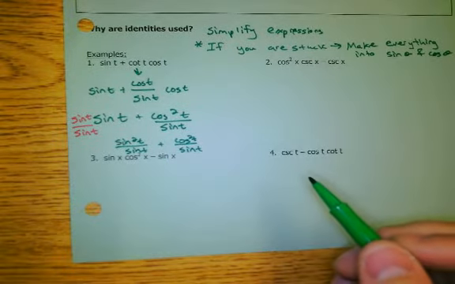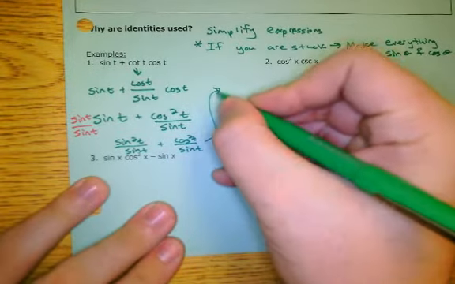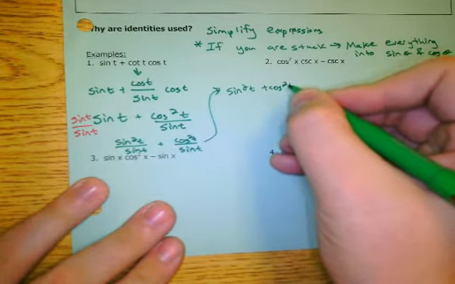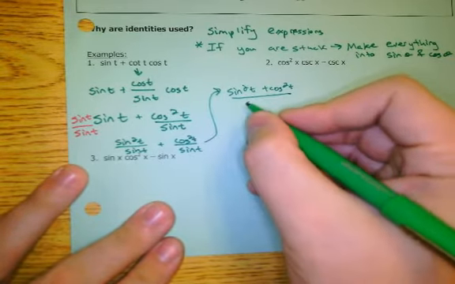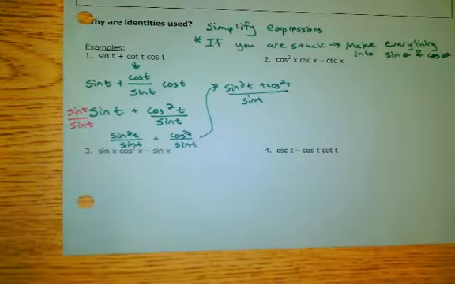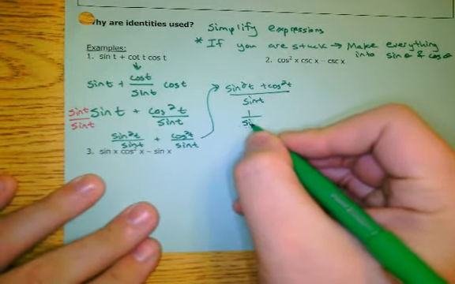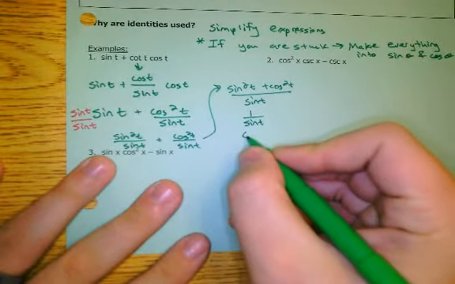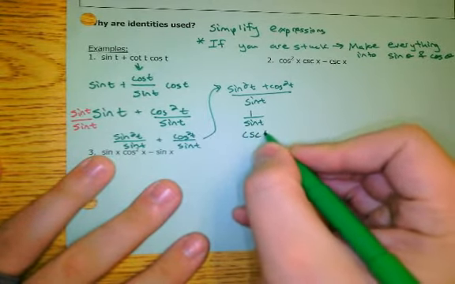Okay, so what do you do now? Add them together, and you're going to get sine squared t plus cosine squared t. Now that looks familiar. All over sine t. Well, what is sine squared plus cosine squared? 1 over sine t. No, what's 1 over sine t? Again, we don't want fractions if we don't want them. So this is cosecant of t.